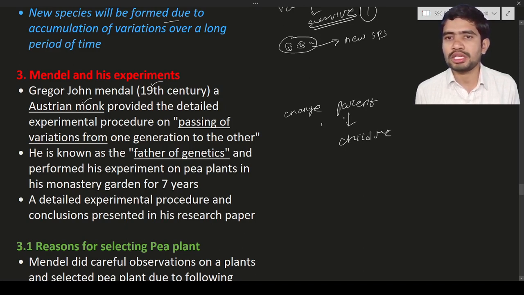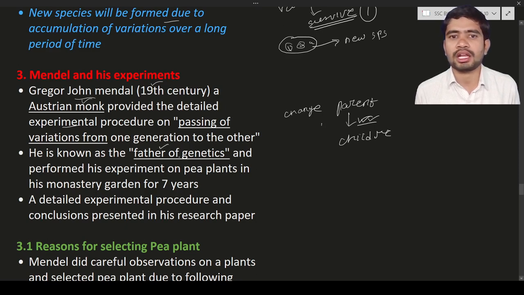In those days, they did not know how these changes were passing from parents to the children. So this scientist Mendel proved how these changes, how these characters, are passed from the parents to the children. For that he did detailed experiments, like monohybrid, dihybrid, and so on. These are all the experiments done by Mendel, and he showed how the variations pass from one generation to another generation. As a result, he provided valuable information for us.